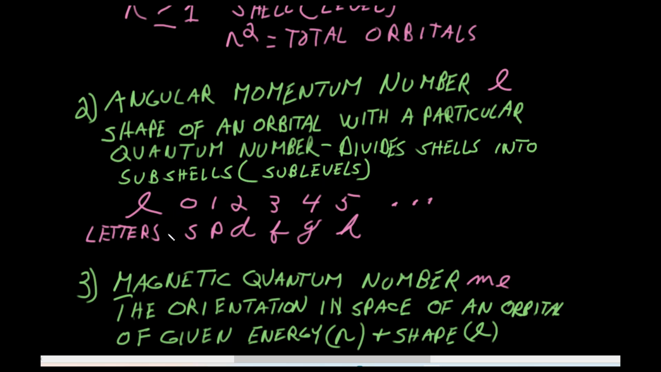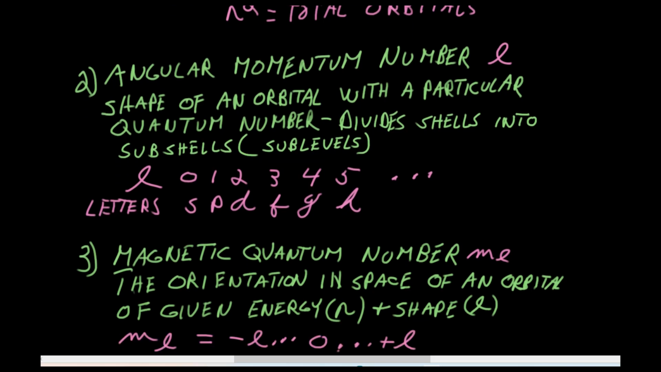Now as you go through electron configuration, you'll have the s, p, d, f, g, and h. Well, l's, again, you're looking at quantum numbers, so you're going to assign a numerical value to these. And the s is going to correspond to a 0, p to 1, d to 2, and so forth. So that is going to be your second quantum number.